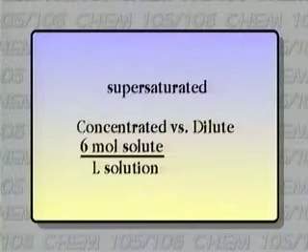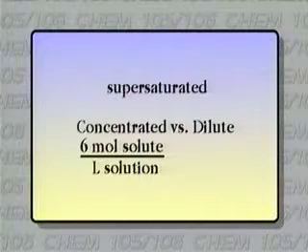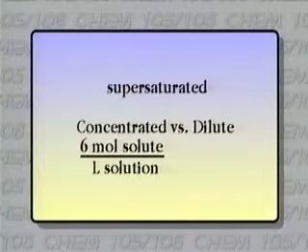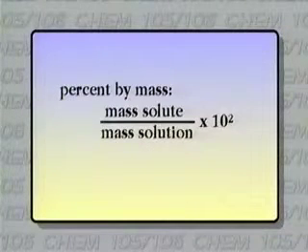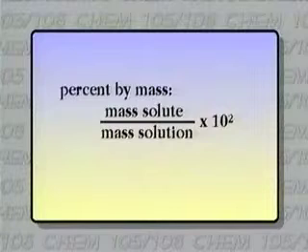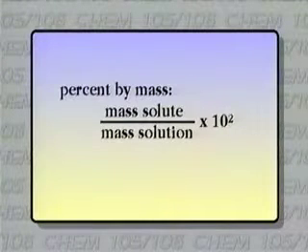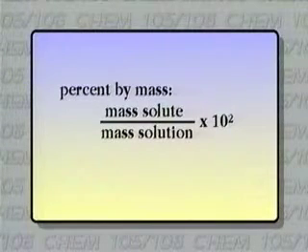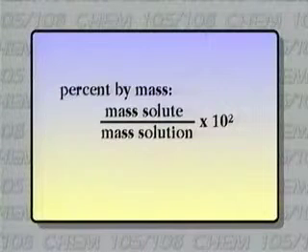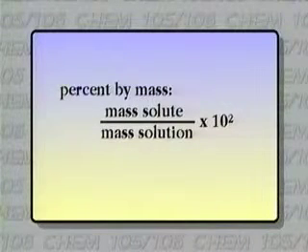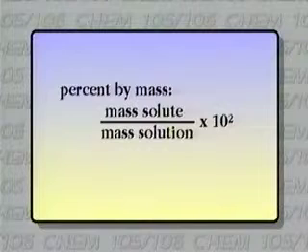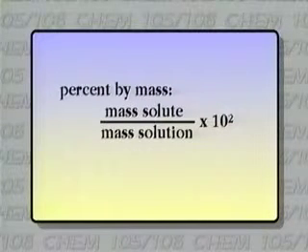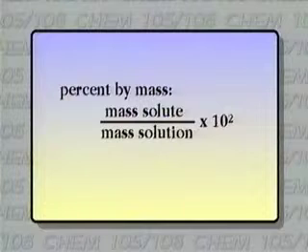So let's look at a couple of terms here now that are much more quantitative. First of all, percent by mass. When we say percent by mass, then we are talking about the mass of solute divided by the mass of solution multiplied by 10 to the second to express it in terms of percent.